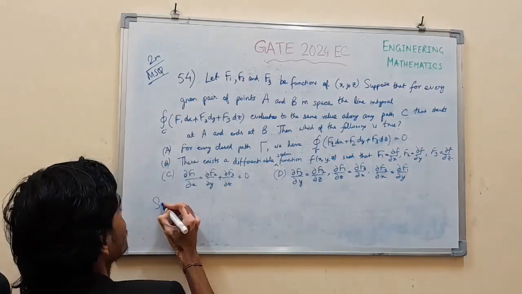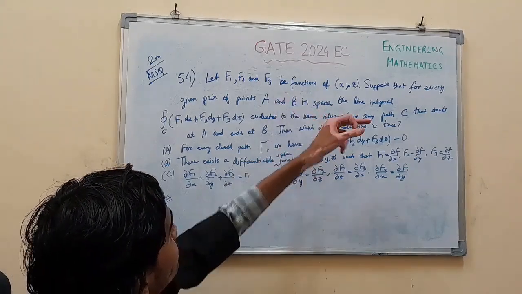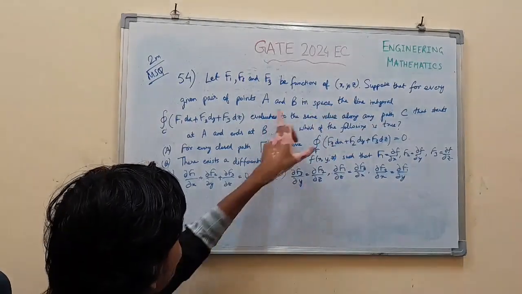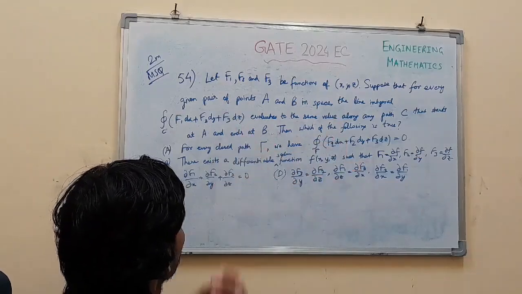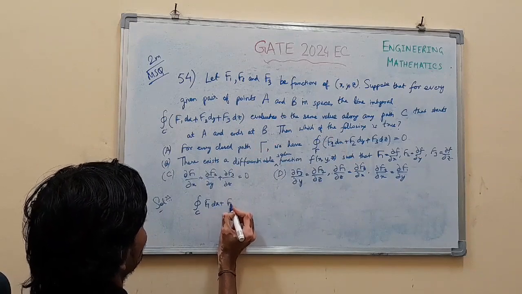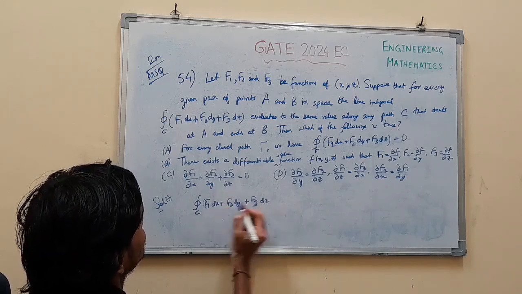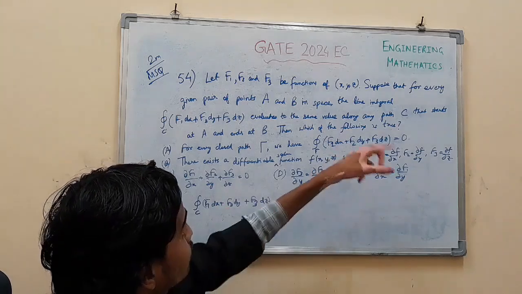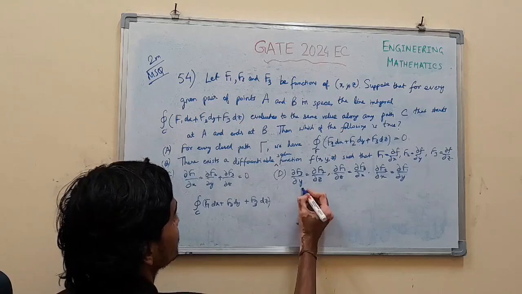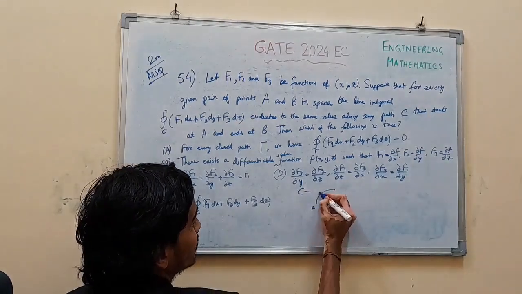Let's move on to the solution to this question. It is given that f1, f2 and f3 are three functions. We are given a pair of points A and B in space. The line integral of f1 dx plus f2 dy plus f3 dz evaluates to the same value along any path C that starts at A and ends at B.